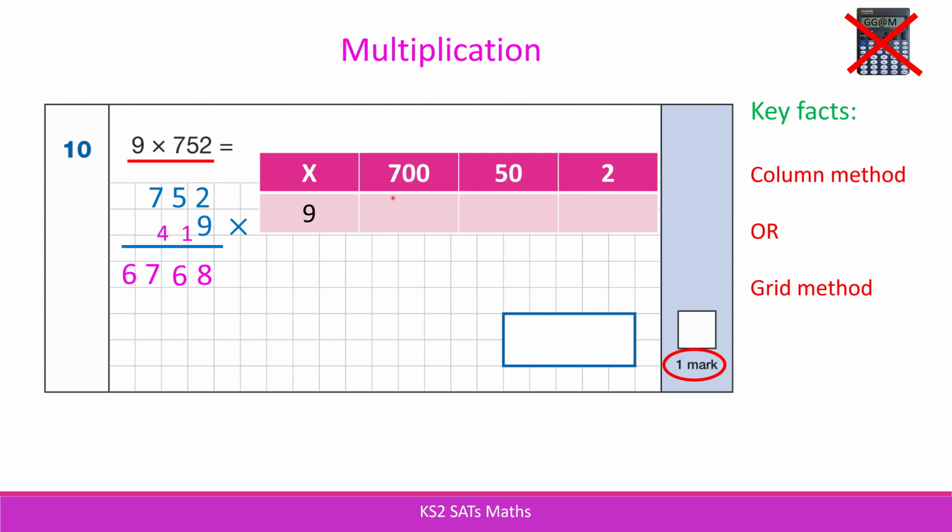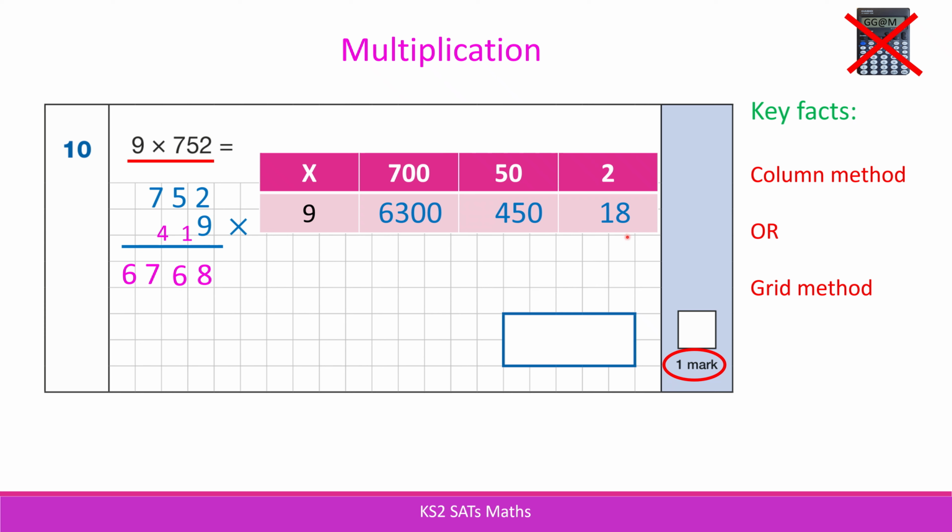So 9 times 7 is 63 and we've got multiplying by 700 rather than 7. So we have to add 2 zeros on the end or move the digits 2 places to the left from the 63 to get the answer 6,300. Next I've got 9 times 50. So we're going to work out 9 times 5, which is 45, and then we're going to add a 0 because we're multiplying by 10. Then I've got 9 times 2, which is 18.